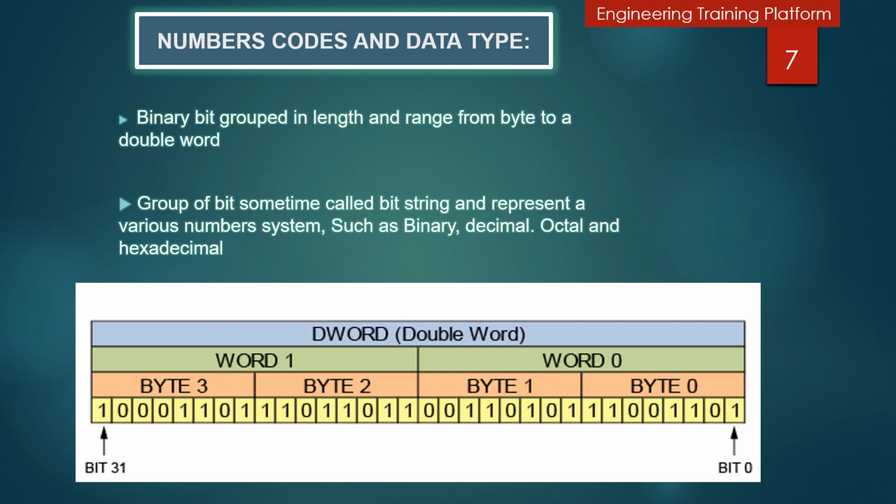It must be assigned a data type so that the PLC can properly interpret the information. You can see in the picture that a group of 2 bytes equals 1 word, and a double word equals a group of 4 bytes. On the right side is the least significant bit, and on your left is the most significant bit.